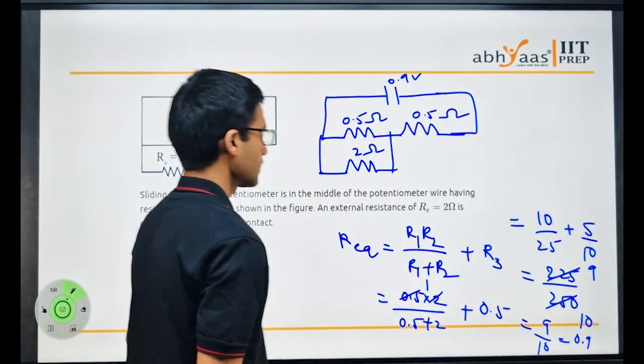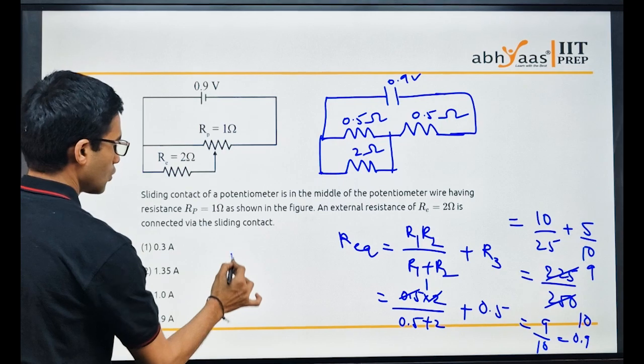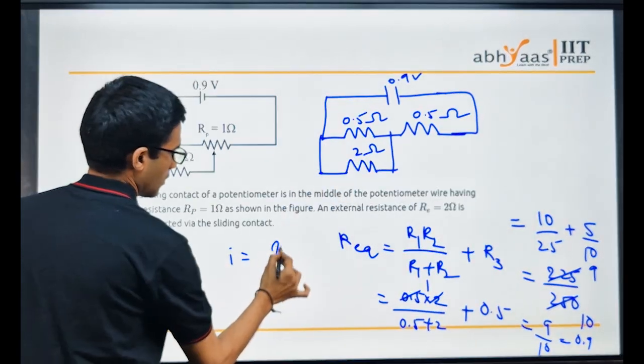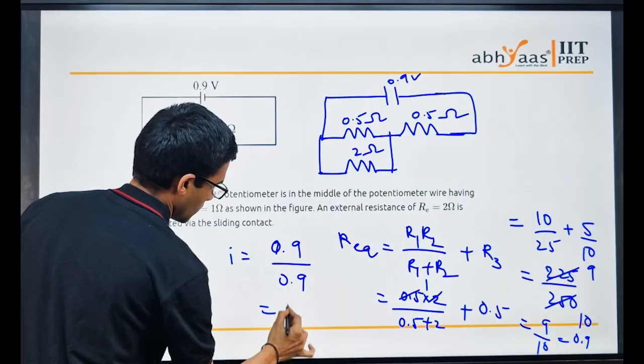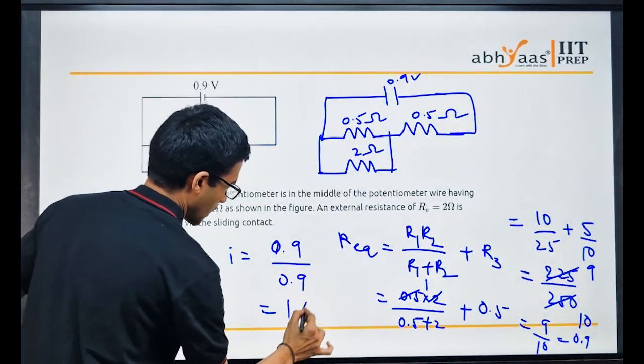Finally, what is being asked? I. I is equal to V by R. What is V? 0.9 divided by the equivalent resistance 0.9, that means 1 ampere.